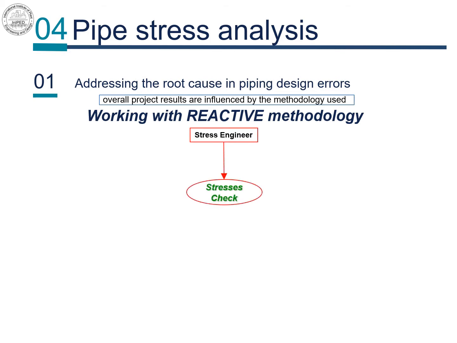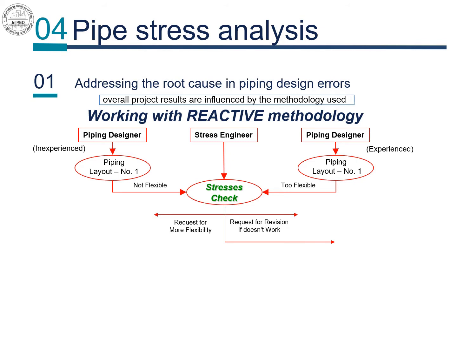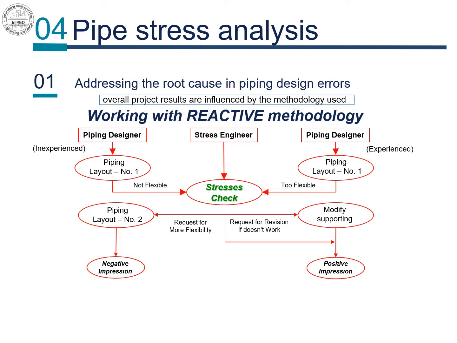Therefore, he will be verifying designs that could have been produced either by an inexperienced designer or by an experienced designer. The design produced by an inexperienced piping designer usually comes for stress verification with insufficient flexibility. On the other hand, a design produced by an experienced piping designer would come for stress verification and will be too flexible. In both cases, the stress engineer would be requesting layout rework, the difference being that the inexperienced designer would be given a request to produce a new layout concept with more flexibility, whereas the experienced designer would usually be required to come back with a modified supporting configuration, while keeping the same layout.